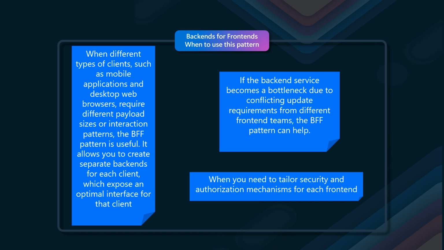The backends for frontends or BFF pattern should be used in the following scenarios: different client requirements. So when different types of clients, such as your mobile applications and your desktop web browsers, require different payload sizes or interaction patterns, the BFF pattern is useful. It allows you to create separate backends for each client, which exposes an optimal interface for that client.